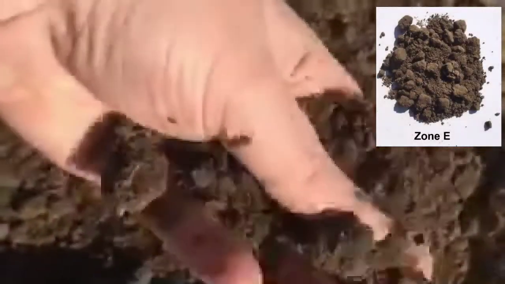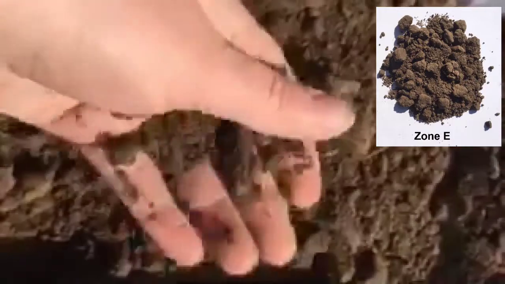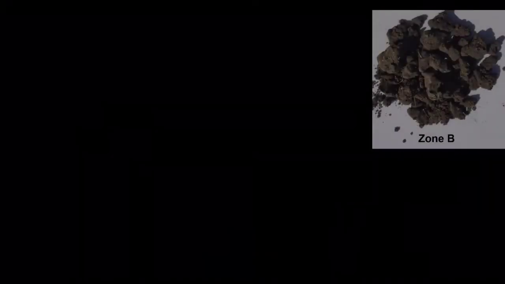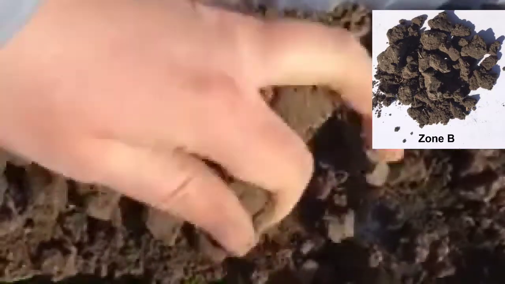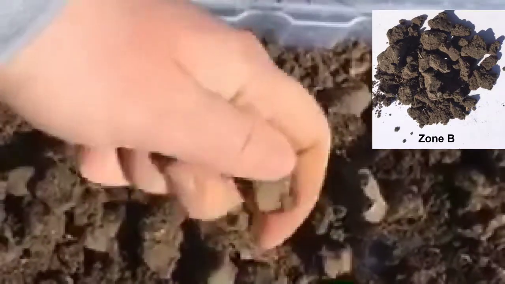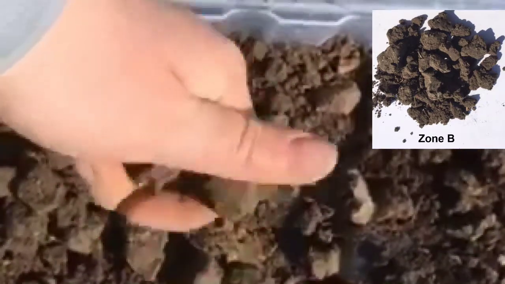This Zone E soil is from a water-shedding landscape position and is lighter in texture compared to the B zone soil shown here, which is obviously much higher in clay content and has a greater probability and capacity for holding water. But just because soils look similar doesn't mean that they're exactly the same.